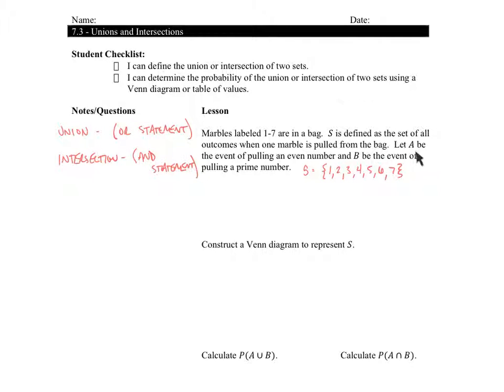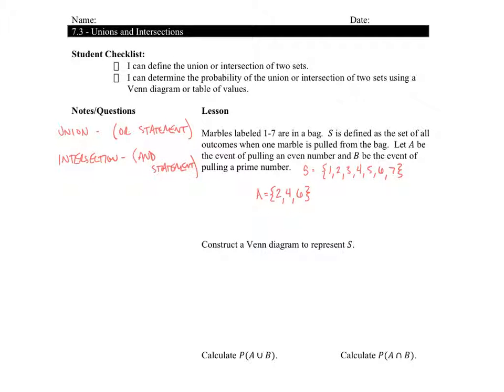Let A be the event of pulling an even number, and B be the event of pulling a prime number. Okay, so these are subsets. So we've got a subset A, which is the event of pulling an even number. So what are our even numbers that are in set S? Well, we've got 2, we've got 4, and we have 6. All right, so those are all the even numbers in set S.